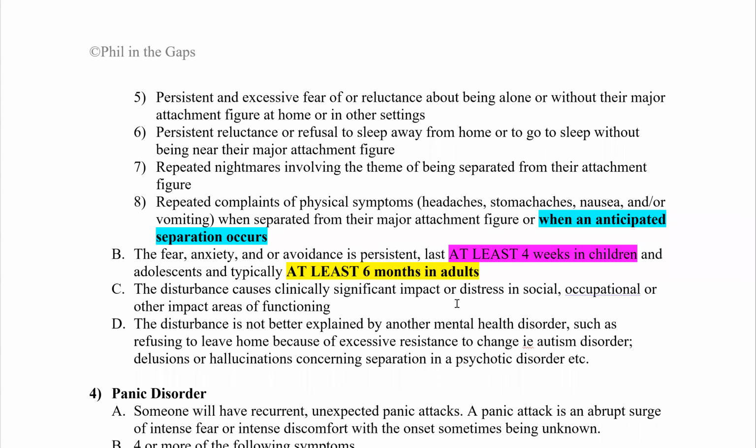And the disturbance causes clinically significant impact or distress in social, occupational, or other important areas of functioning. And the disturbance is not better explained by another mental health disorder, such as refusing to leave the house because of excessive resistance to change, autism spectrum disorder, or delusions or hallucinations concerning separation in a psychotic disorder, etc. So they're oriented times 4, and they don't have autism spectrum disorder.